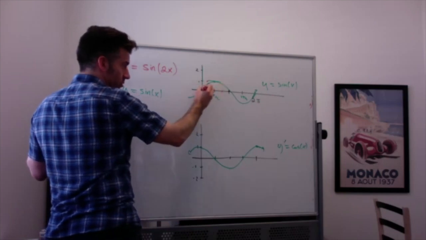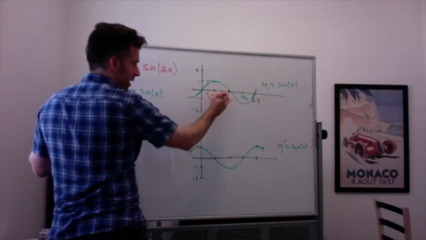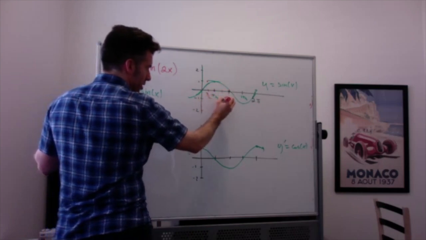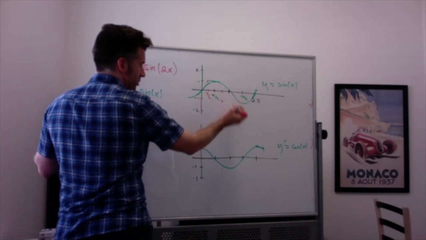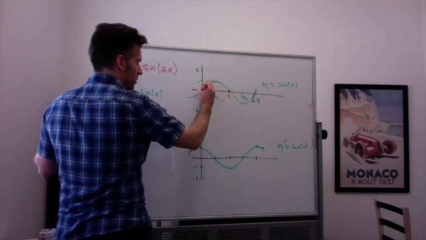So I started at 0. Pi over 2 is where I'm back at 0. 3 pi over 4 is where I'm going to go down to negative 1. And pi is where I'm going to get back to 0. So it's going to look like this.